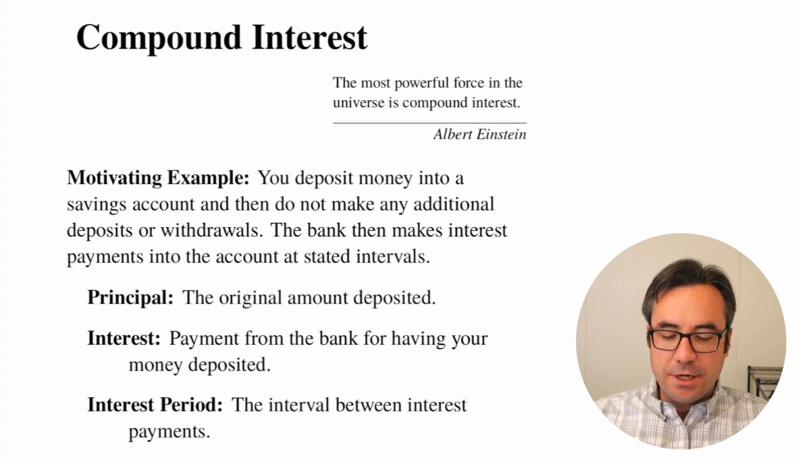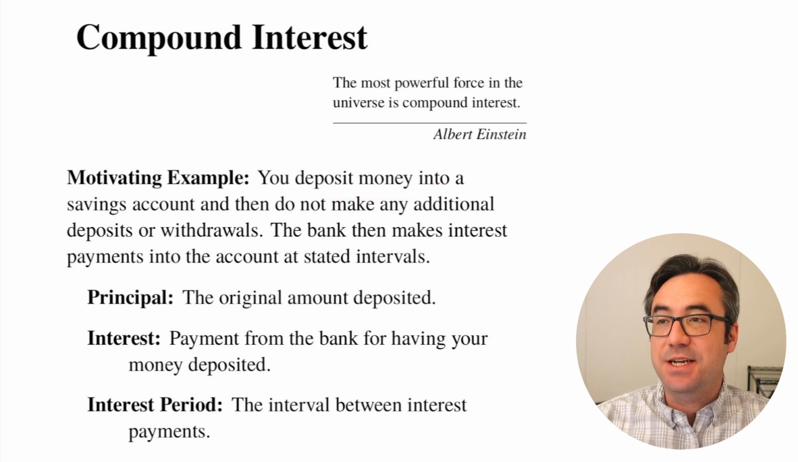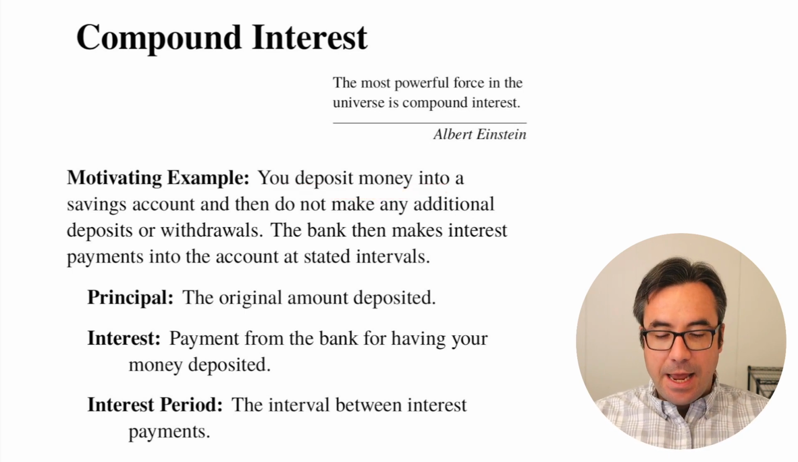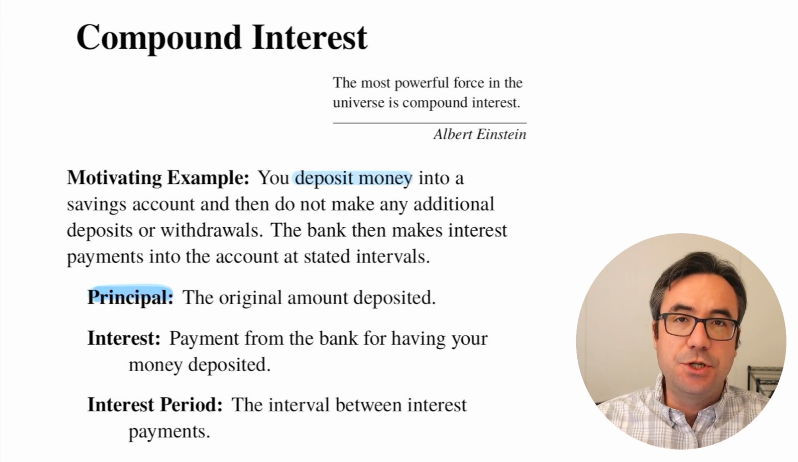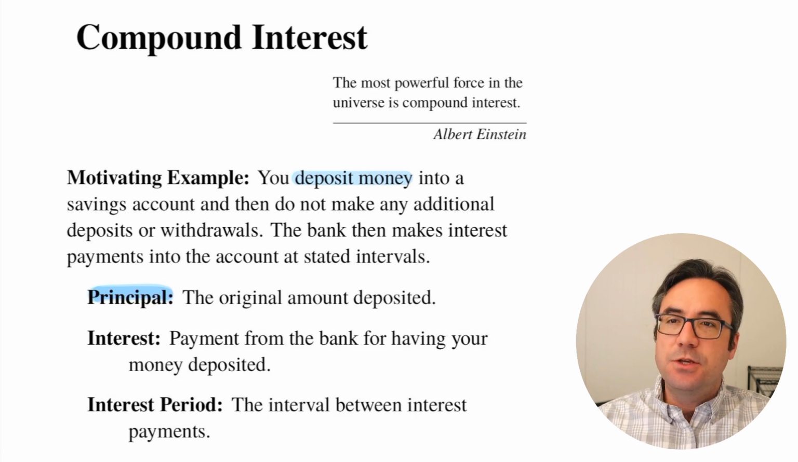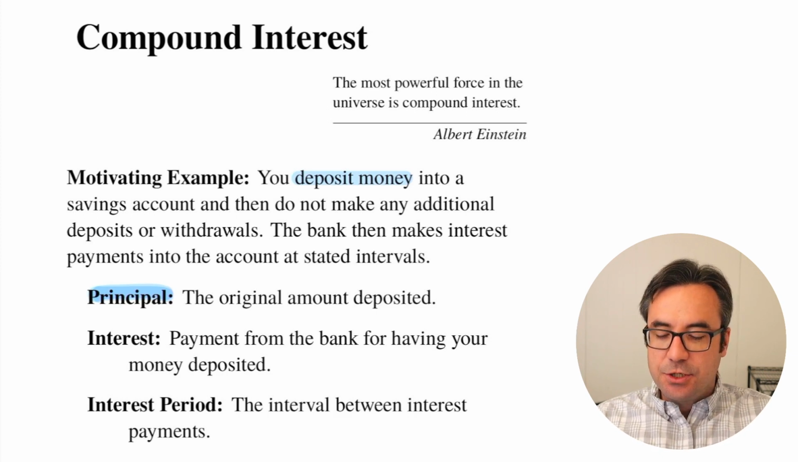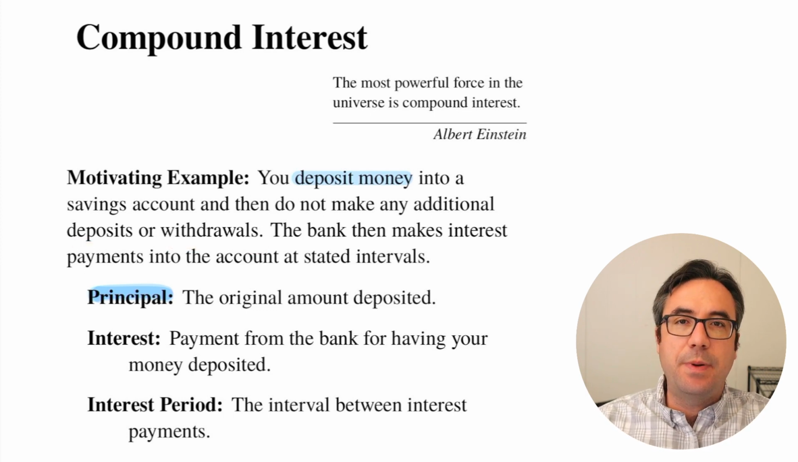So we're going to suppose that we deposit money into a savings account. And that money we deposit, we're going to call that the principal. So that's the original amount of money that we put into our savings account. And then the idea is we're not going to touch it. We're just going to let that money sit there. We're not going to make any additional deposits. We're not going to make any additional withdrawals. So we're just going to let that principal balance sit there.